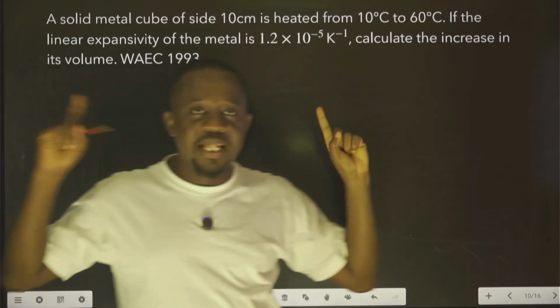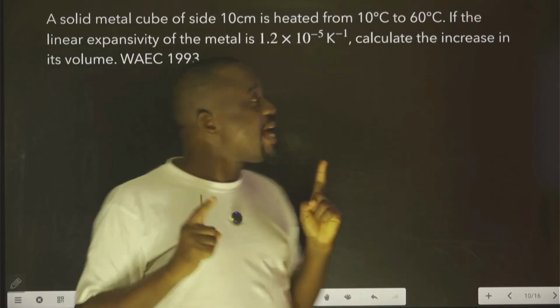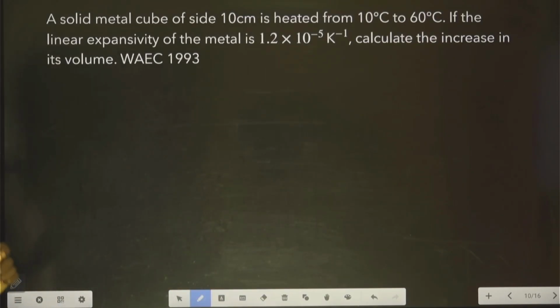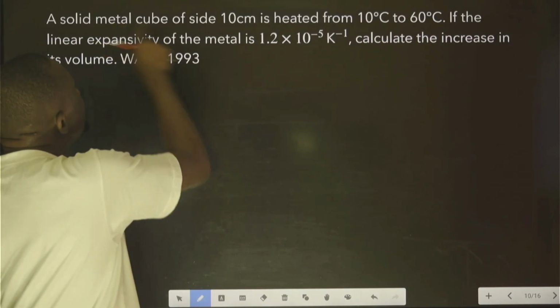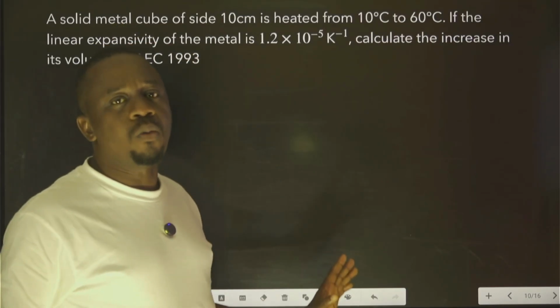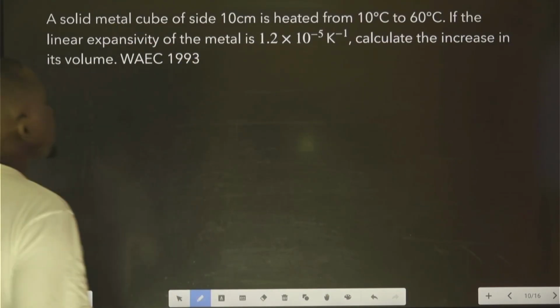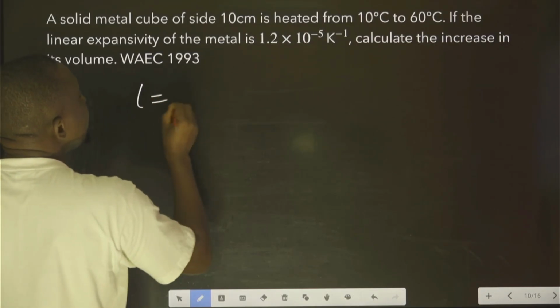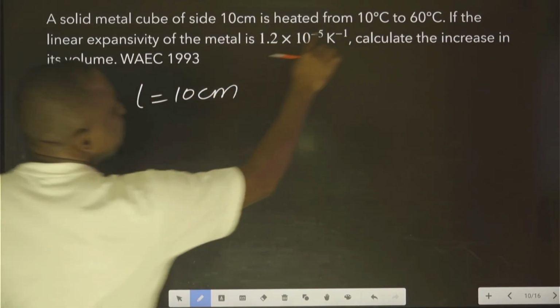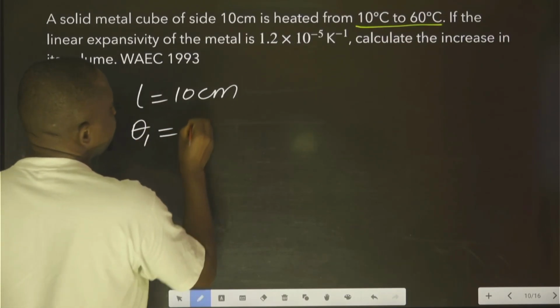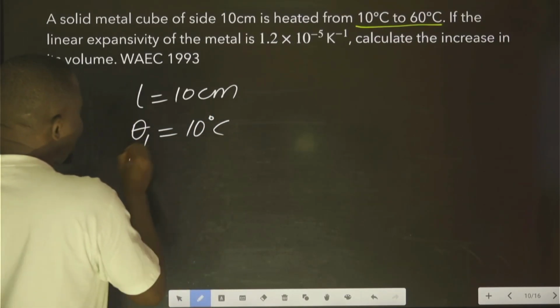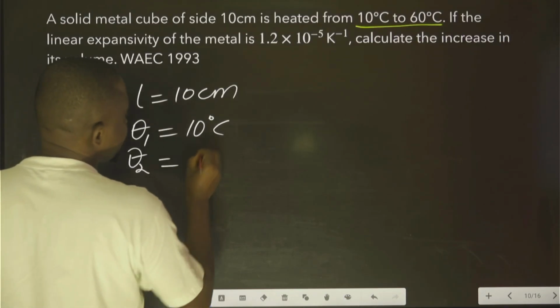Let's look at this question. It says a solid metal cube of size 10 centimeter. Remember, for a cube, all the sides are equal. So therefore, the length is given to be 10 centimeter. It is heated from here to here. That is, the original temperature is this. The final one is this.